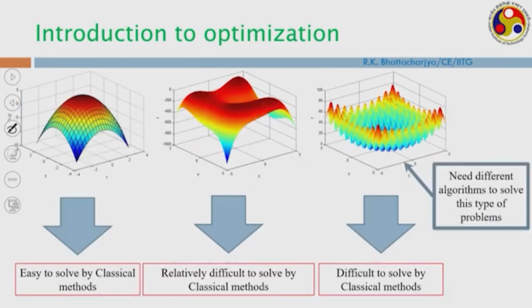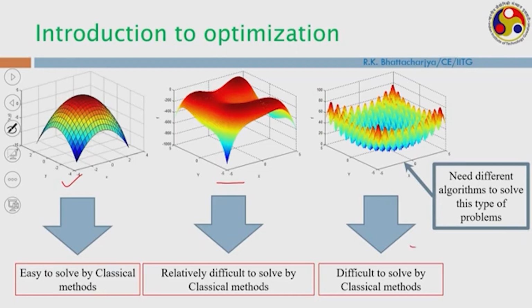Okay. So if I look at all these 3 functions, as I said, the first function is easy to solve by classical method. You can apply a classical method for solving this problem. You need not apply a non-classical technique for solving these types of problems. The second problem is relatively difficult to solve by classical method, but still you can apply a classical method and you will get a local optimal solution, or with some iterations you may get the global optimal solution of this problem.